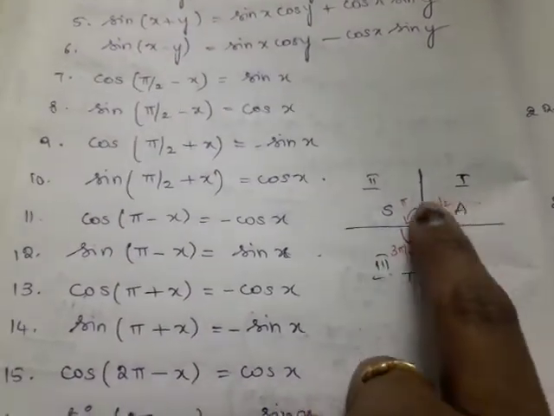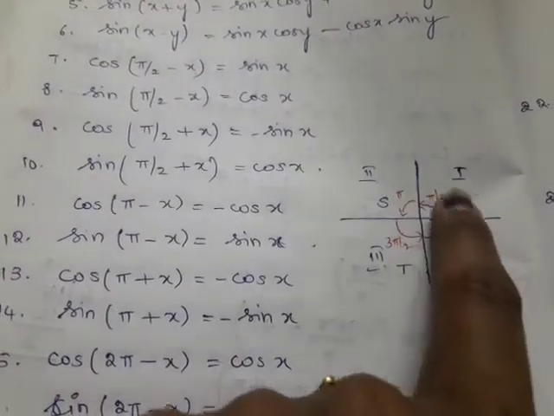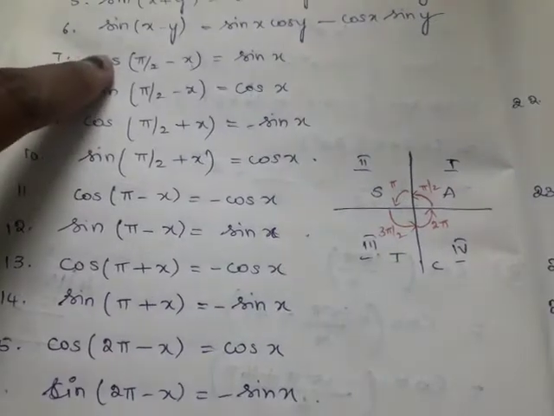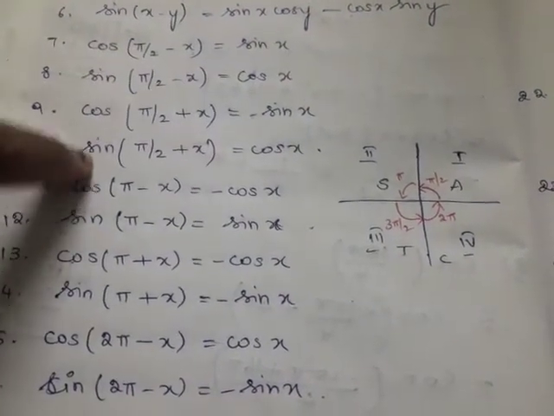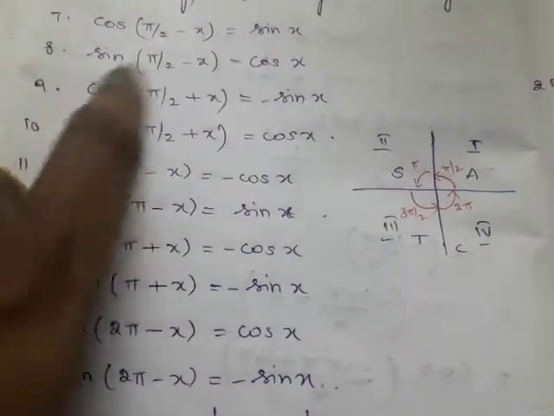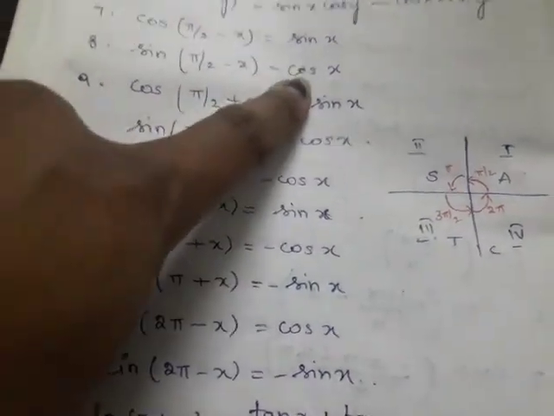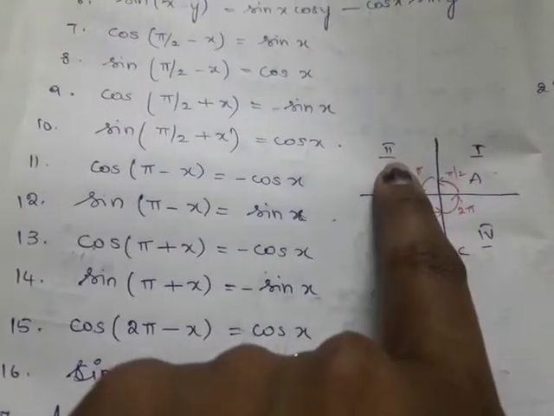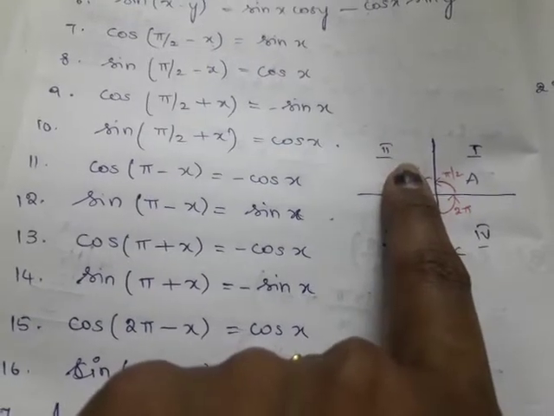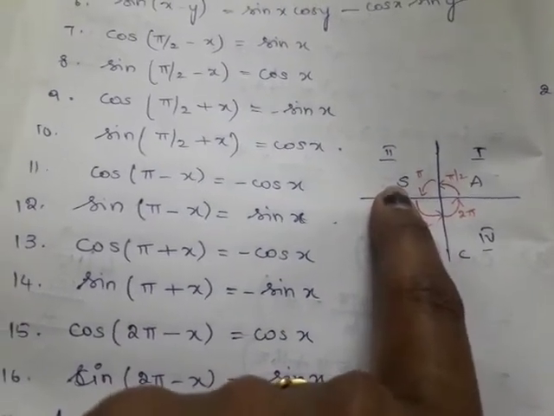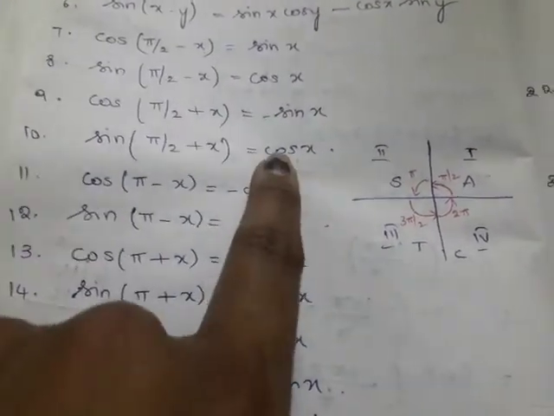All silver teacups. When it comes to pi by 2 minus x, it will lie in the first quadrant itself. First quadrant, all are positive. So cos of pi by 2 minus x is positive sin x, sin of pi by 2 minus x is positive cos x. But when it comes to pi by 2 plus x, it will move on to the second quadrant. In the second quadrant, only sine and its reciprocal is positive. So the cos answer will be negative, whereas sine will become positive.